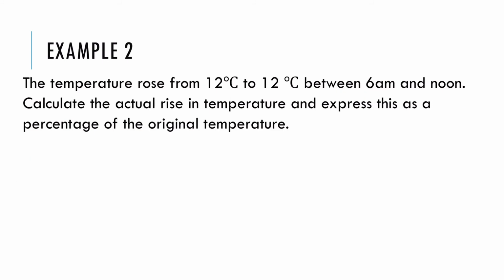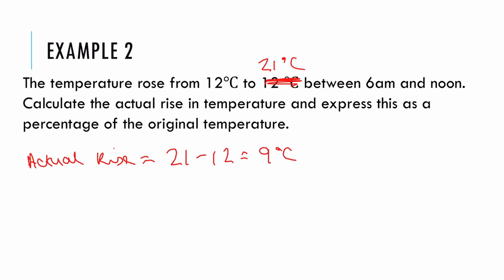Example 2, the temperature rose from 12 degrees to, that should be 21 there in the example. So it rose from 12 degrees to 21 degrees between 6 a.m. and noon. Calculate the actual rise in temperature and express this as a percentage of the original temperature. So the actual rise, we want to figure out by subtracting 12 away from 21. And that gives 9. So the actual rise was 9.